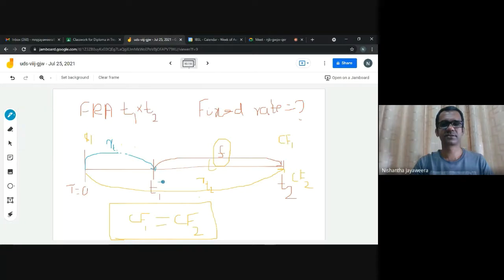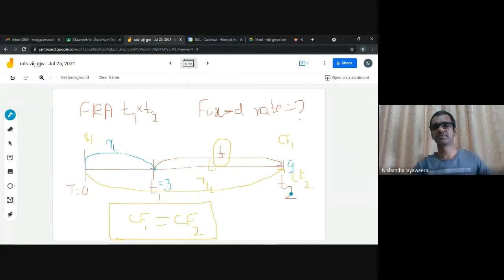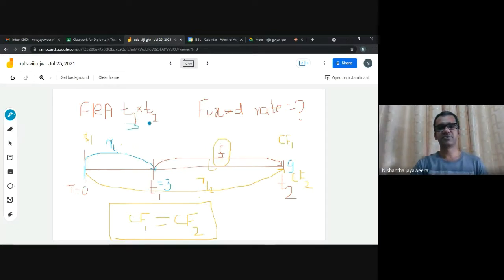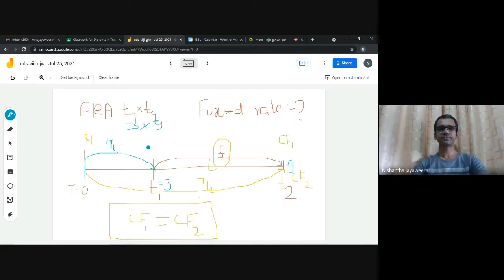Assume this is 3 months and this is 9 months. From the origin, from today, 3 months and 9 months. We are going to price or find out the interest rate, the fixed interest rate for a FRA that is 3 into 9. That means a 6-month interest rate beginning 3 months from today. What would be the applicable interest rate?